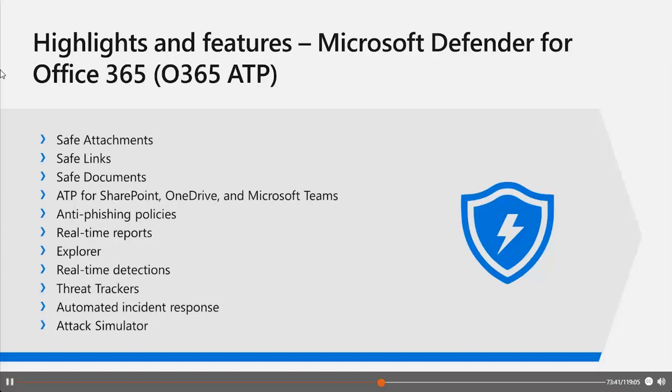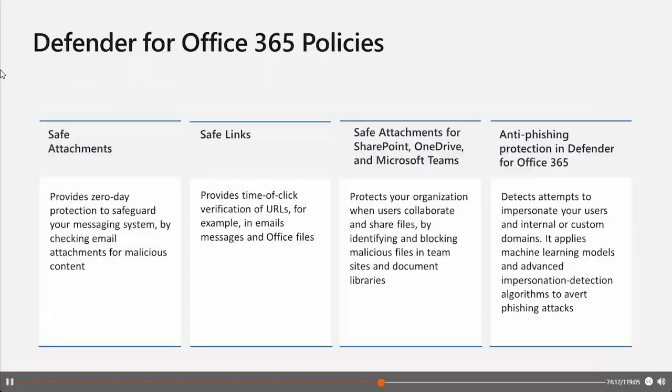We have the automated incident responses, which are capabilities of Office 365 Plan 2. We have the capability to automate investigation processes and all of that. And we have the attack simulator, which lets authorized users run realistic attack scenarios in your organization. There are different things available, like a spear phishing attack, a password spray attack, or a brute force password attack in this example. Let's take a closer look into Defender for Office 365 policies: safe attachments, safe links, safe attachments for SharePoint, OneDrive and Microsoft Teams, and the anti-phishing protection in Defender for Office 365.